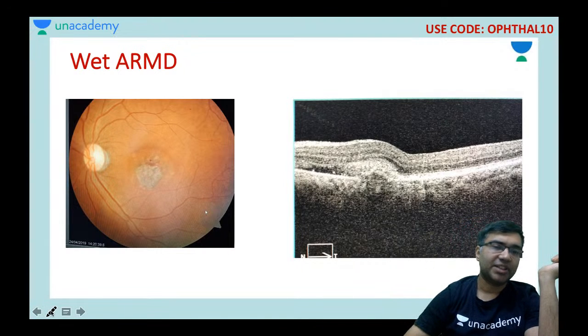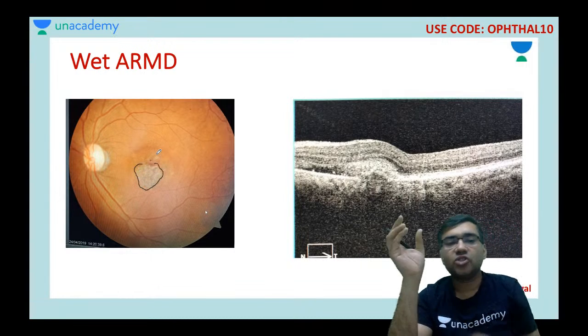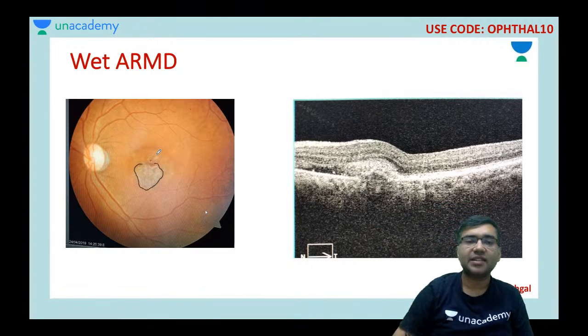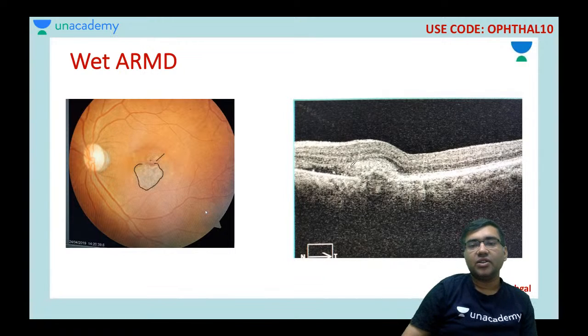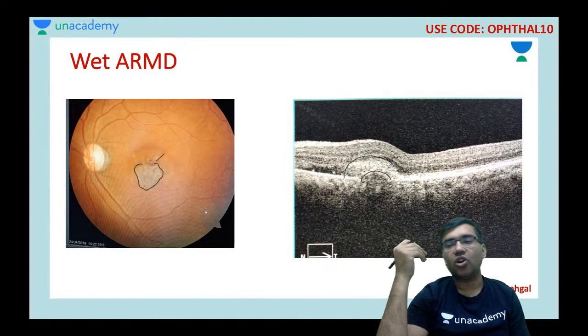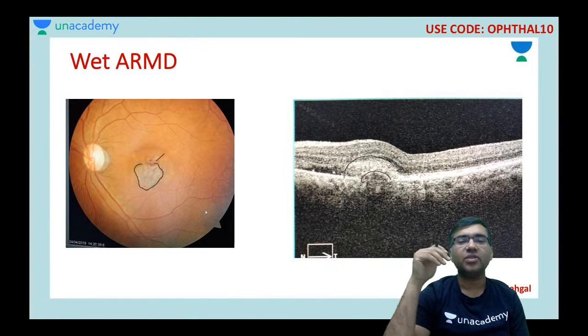Here, if you can appreciate this area, you are seeing a geographical atrophy, as well as you can see a scar and some hemorrhages here. Okay, so similarly, you can see there is a massive RPE elevation on the optical coherence tomography scan. Okay, so this is basically called a patient suffering from wet ARMD.